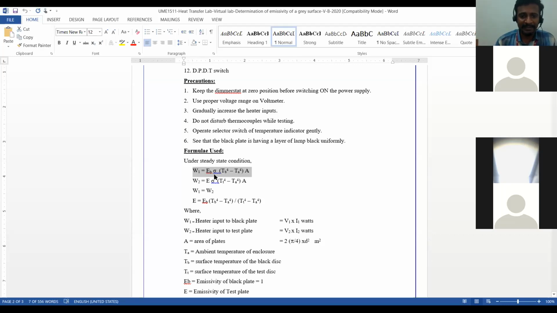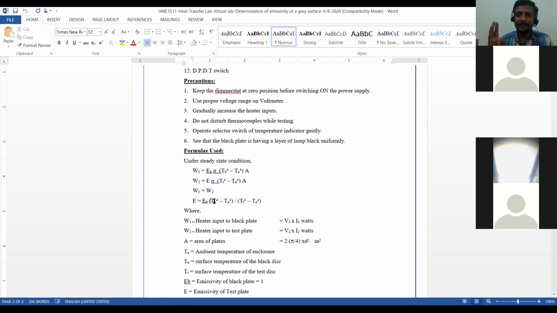Okay. Now we have here black body, sigma, and the area into the temperature difference between the black body temperature and the atmospheric temperature. Now the same thing is true for a test plate, and test plate into atmospheric temperature. If you have given W1 is equal to W2, you can just use this. If W1 is equal to W2, then these two will be equal. From that, emissivity of a test plate can be found out, because everything else is known. Black body temperature we have found out.